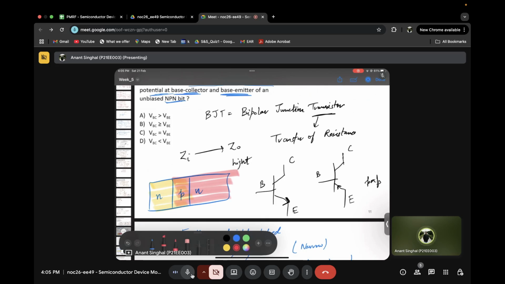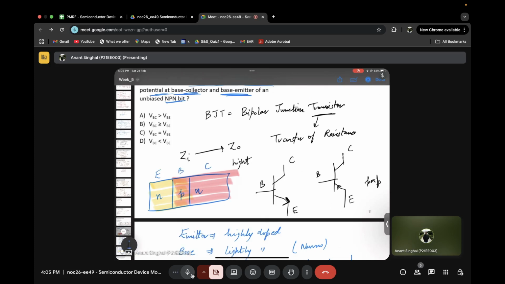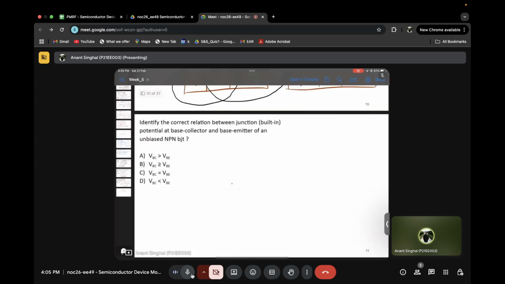Let me try to explain, and you will be able to get the correct answer. This is emitter, this is base, this is collector. Now I just said emitter is heavily doped, and your collector is moderately doped. So the question is asking about the built-in potential, right?